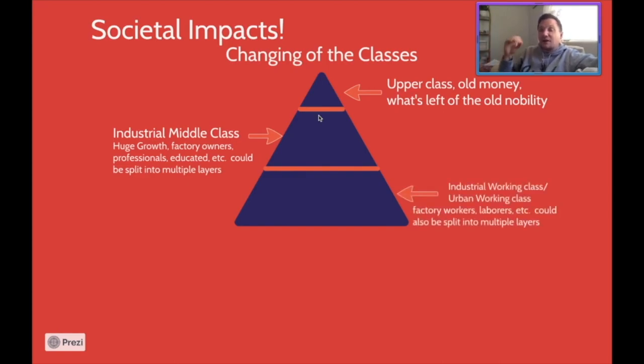Now, the industrial working class, though, is going to be probably the biggest focal point of the Industrial Revolution because they are going to be where the seeds of communism grow. They're going to be where the seeds of revolutions grow, right? When we're talking about particularly the 1917 revolution in Russia, and when we're talking about the Paris Commune that occurs in 1871 in France. We'll talk about those things a little bit later on, but those are your factory workers, your laborers, your hard workers that bust themselves to death just trying to make ends meet, right? They also can be split into multiple layers, and we'll talk about those guys a little bit later on as well.